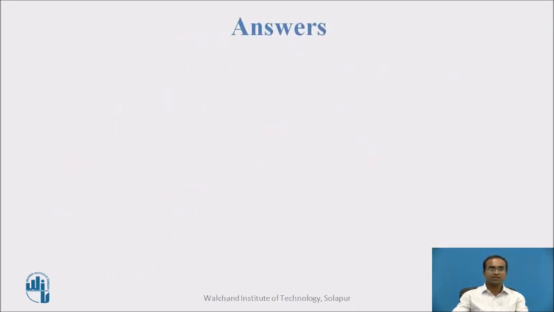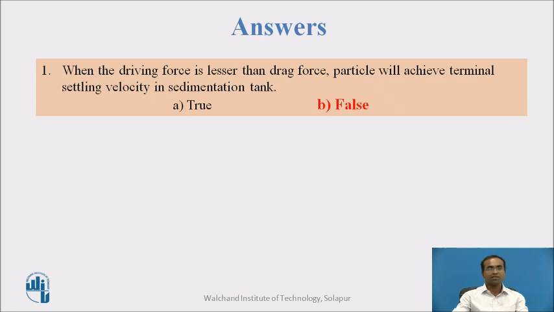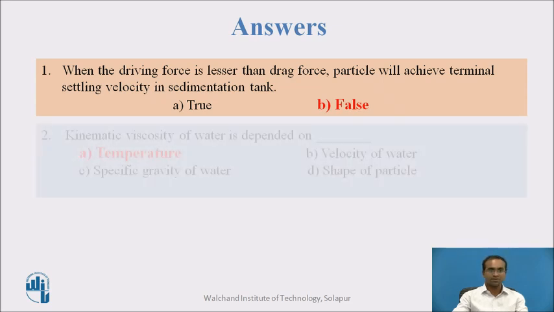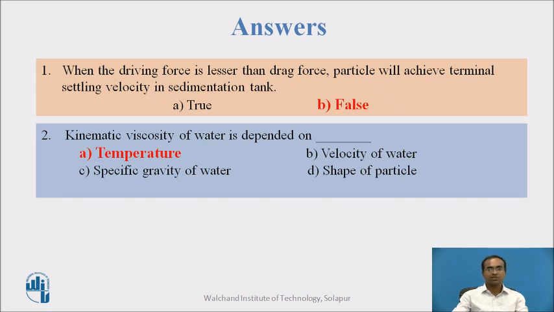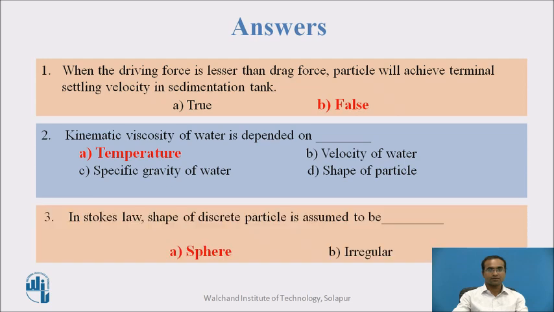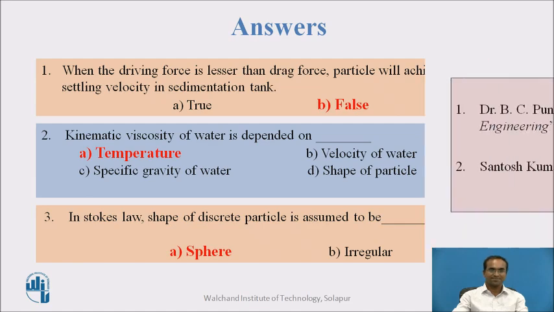So these are the answers. The first answer is false. The driving force is always greater than or equal to the drag force. Only when the driving force is equal to the drag force will terminal settling velocity be achieved. The kinematic viscosity of water is always dependent on temperature. And in Stokes' law, the shape of a discrete particle is assumed to be a sphere.